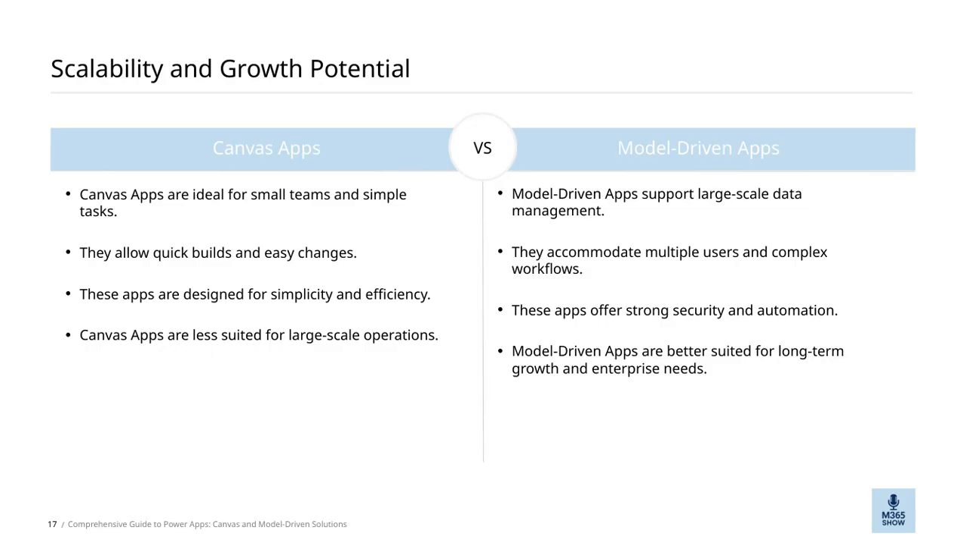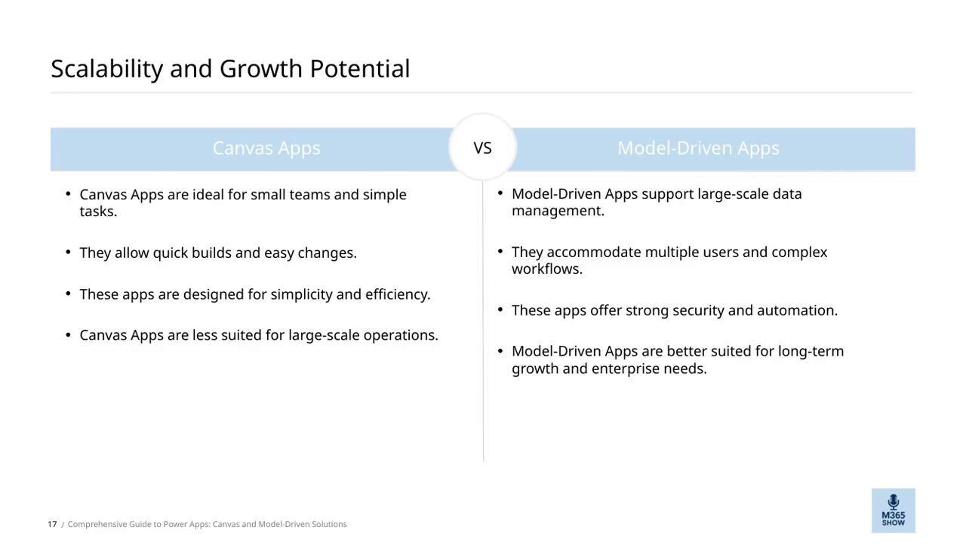Now, let's talk about scalability and growth potential. Model-driven apps are designed to handle large-scale data management, making them ideal for organizations that need to support many users and complex workflows. They offer strong security measures and automation capabilities, which are essential for maintaining control and efficiency as your needs grow. This makes model-driven apps particularly well-suited for long-term growth and enterprise-level requirements.